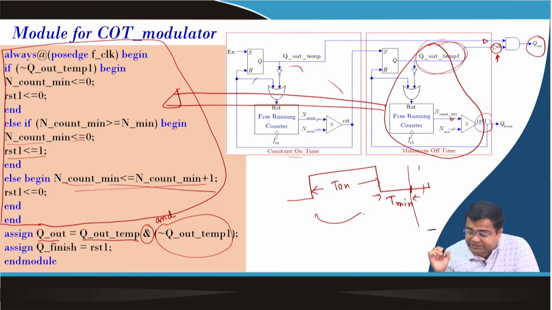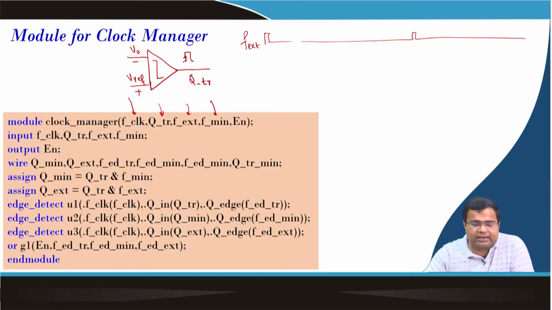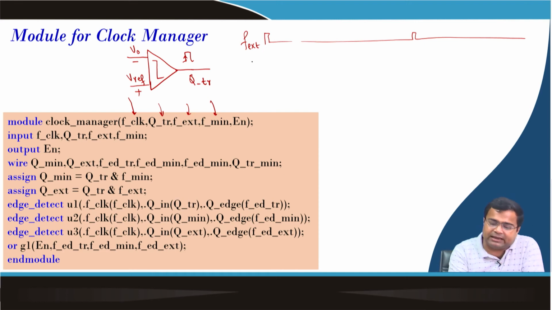What is the purpose? Whenever the off time is elapsed, it will check whether this QTR, that means the output of the comparator, is still high. If it is high and there is no edge, then this will create an edge, so that the monoshot timer will be activated again. That means the monoshot timer will be activated subsequently only after the minimum off time. That is why this F min is generated. It will be enabled when your on time is elapsed followed by the minimum off time, and we will check whether QTR is high.